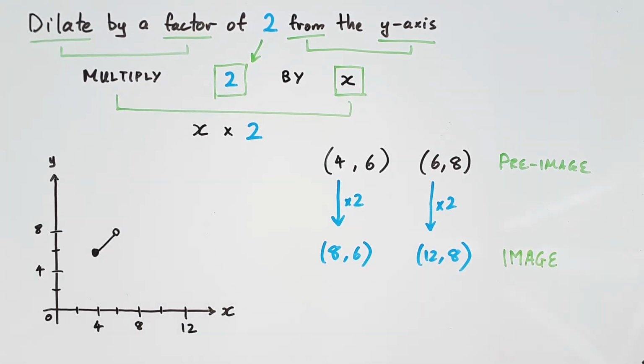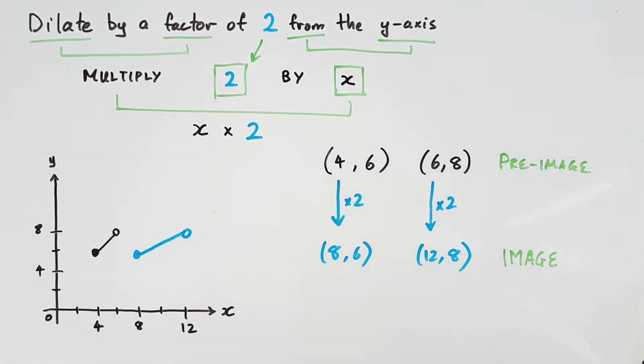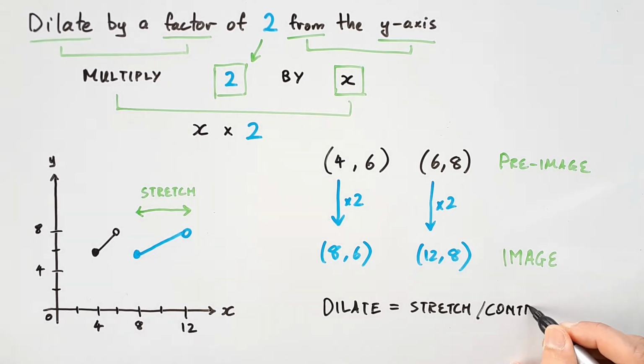Now we just need to draw the image line. Plot these image points on the same graph. Notice the image line has stretched sideways. By definition, to dilate means to stretch or to widen a shape. But in VCE, it also means to contract a shape or to make it narrower.